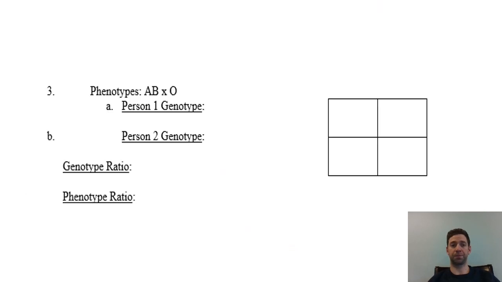All right, and then the last question for blood type. We have AB, we have II, which is the genotype for blood type O.